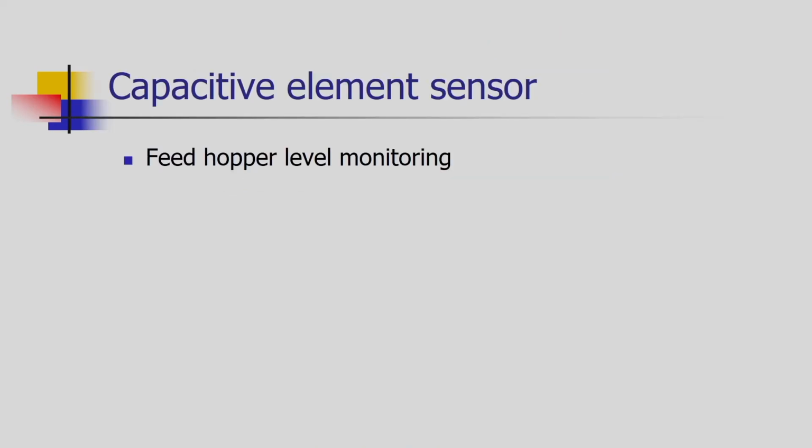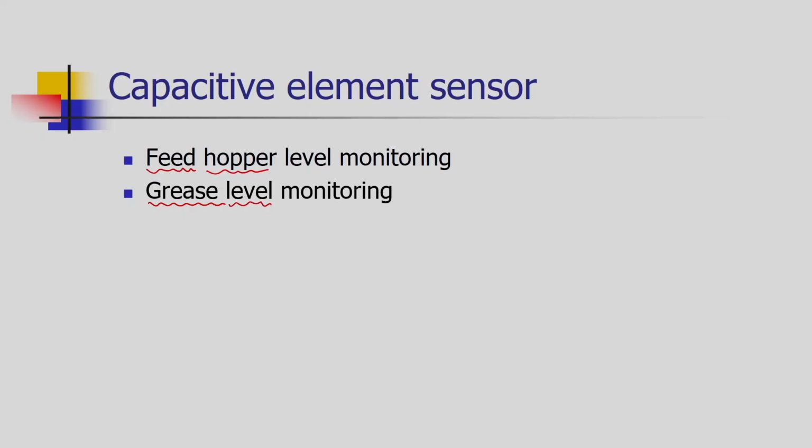So, what are the applications of the capacitive element sensor? They are used to monitor the feed in hoppers. Hoppers are nothing but a material handling device through which we feed commodities inside an automated system. Let us consider injection molding. The hopper is nothing but a conical flask mounted on the injection molding machine, through which we feed the granules of the polymers inside the mold area.